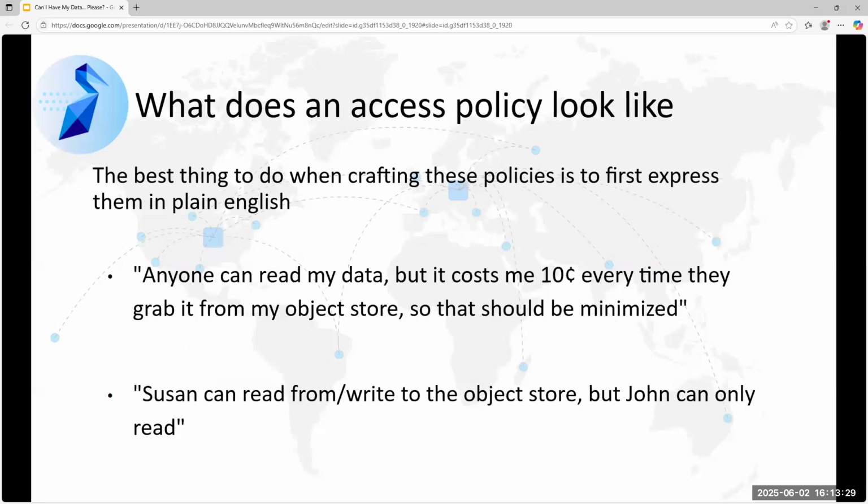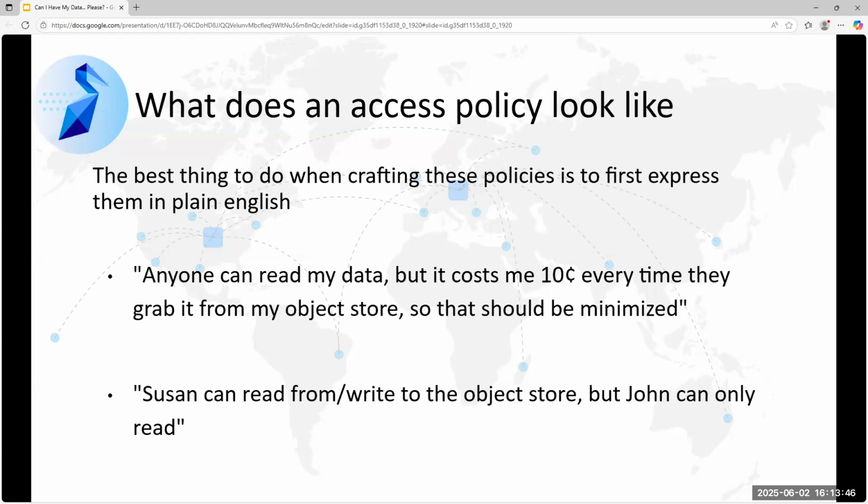All right, so what does an access policy look like? If you're at the origin, what do you actually do to convey how your objects are accessed through Pelican? I think this is a great place to put aside the technical stuff and start by writing down in plain English what you want to accomplish.